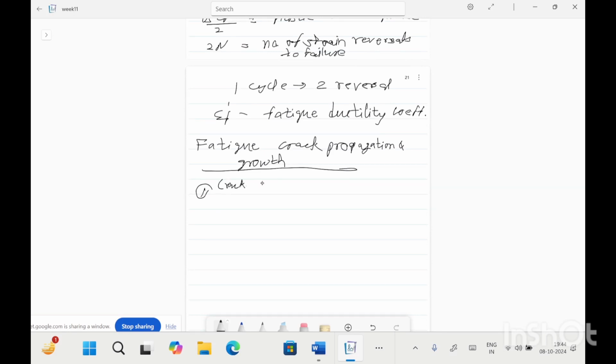First is the crack initiation at the surface. Second step is slip band crack growth. Third is the crack growth, and fourth is ultimate fracture.